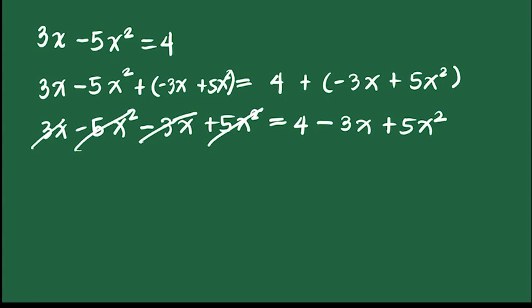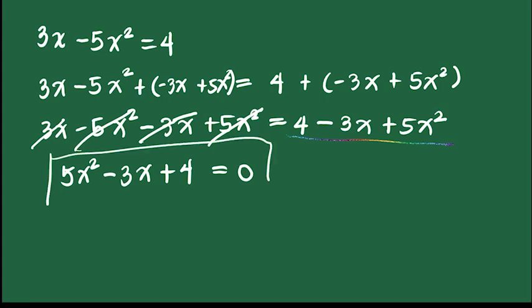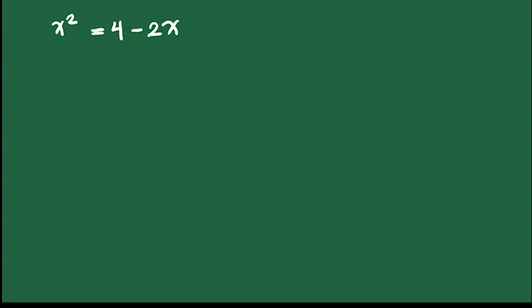Let's rearrange these terms such that the quadratic term should come first. We will have 5x squared, followed by the linear term, minus 3x, plus 4, and then equals 0. So now it is in its standard form. Next, on our eighth example, we have x squared equals 4 minus 2x.